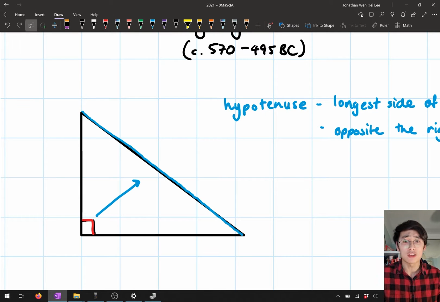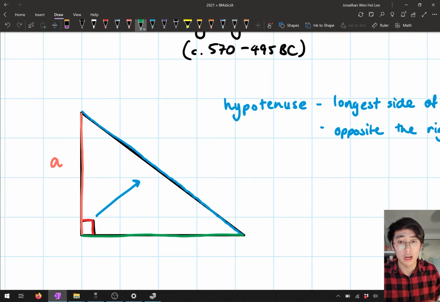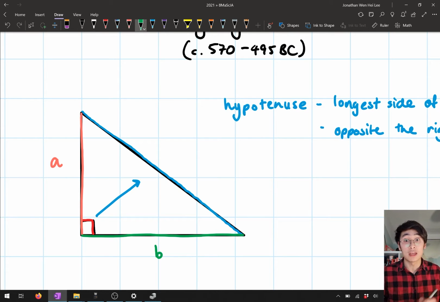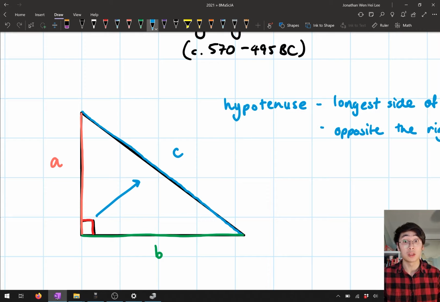Now, Pythagoras noticed there was this pattern between the three sides. So what I'm going to do is name the three sides. The two shorter sides, I'm going to call this side A, and this second side B. It doesn't matter which order I do it in. The one on the left could be A, the one on the bottom could be A. Doesn't really matter. But for the final side, the hypotenuse, I'm going to name this C. And it's really important that the hypotenuse is always C for this particular relationship.